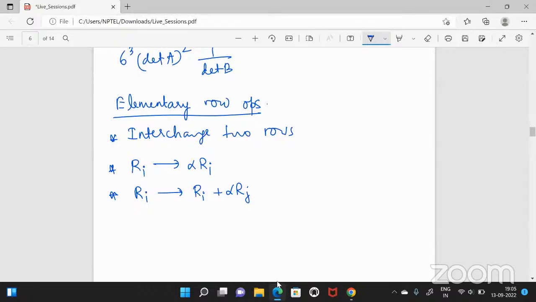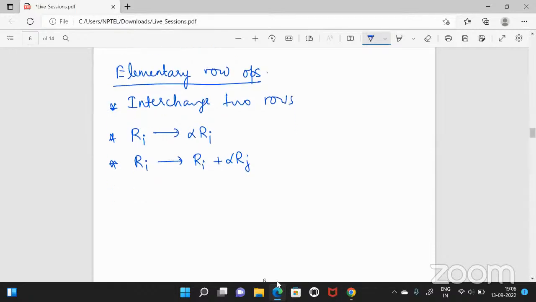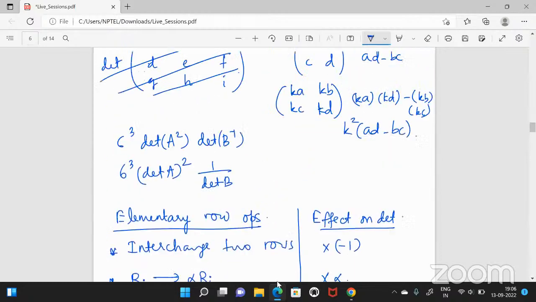When you interchange two rows, what effect does it have on the determinant? A minus sign takes place. The sign is interchanged, so you get multiplied by -1. The determinant gets multiplied by -1. When you replace a row with alpha times that row, the determinant gets multiplied by alpha.